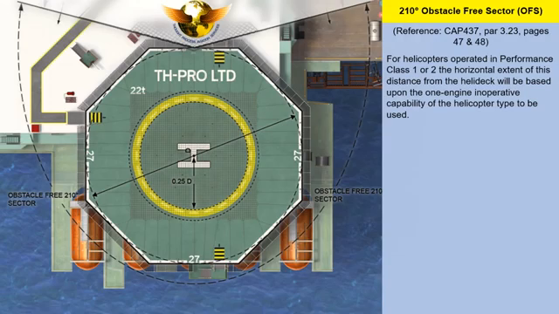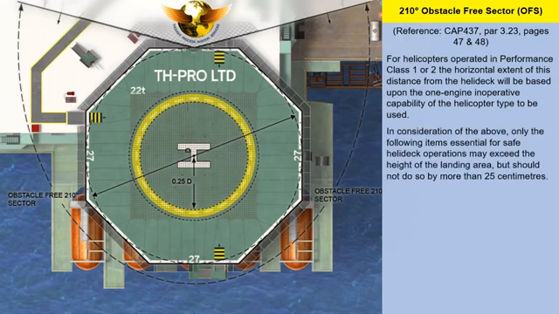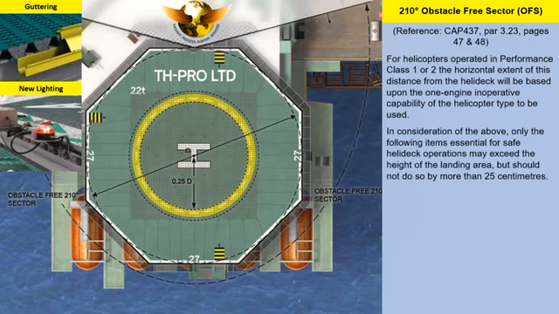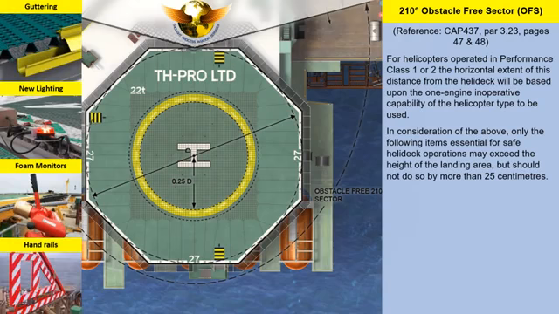For helicopters operated in Performance Class 1 or 2, the horizontal extent of this distance from the helideck will be based on the one engine inoperative capability of the helicopter type to be used. In consideration of the above, only the following items essential for safe helideck operations may exceed the height of the landing area, but should not do so by more than 25 centimeters.